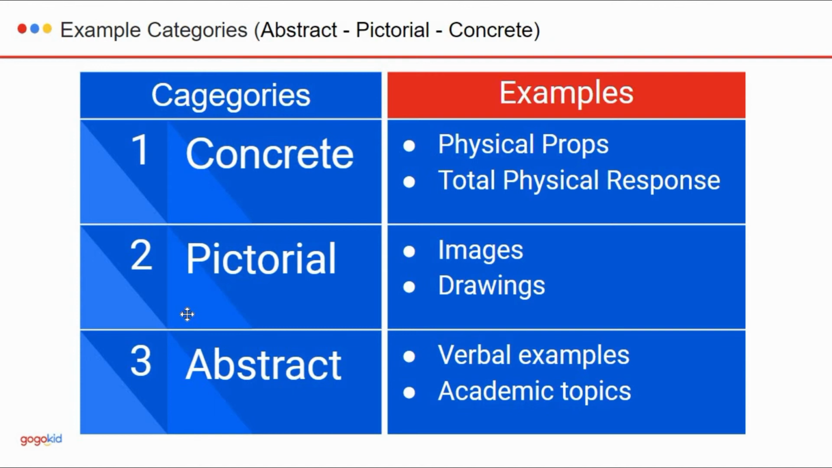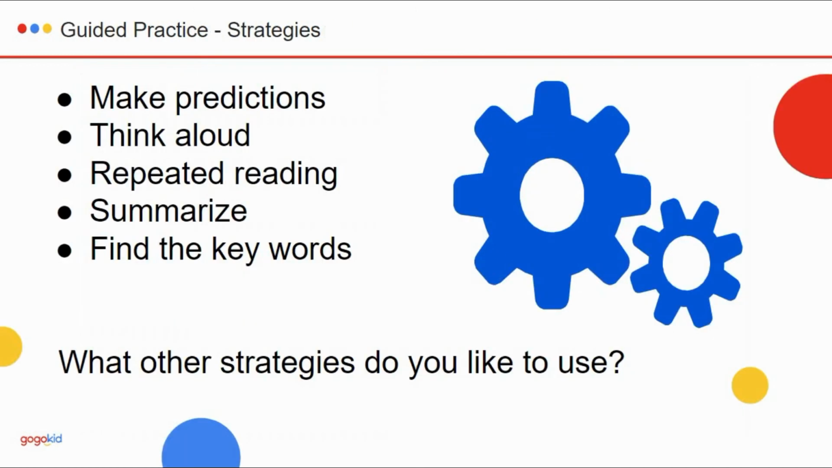These are some examples as well with modeling. With really young students, for example, it's really important that you offer concrete physical examples and involve total physical response. Pictorial is when you're drawing pictures or referring to images on the PowerPoint. There's also abstract. This is when you're talking about examples verbally and you're giving examples about academic topics. Again, we can talk more about these examples in the live workshop together.